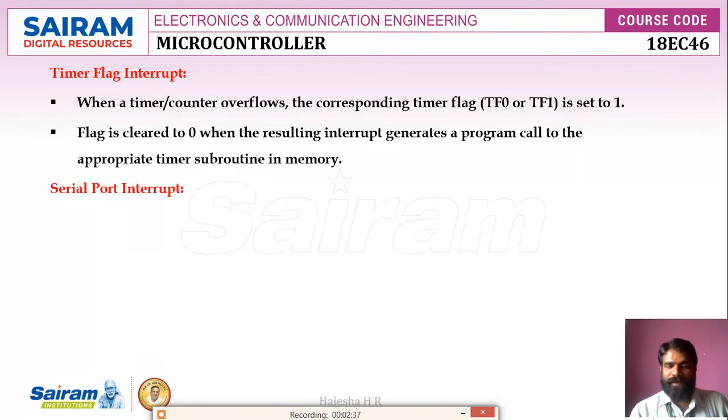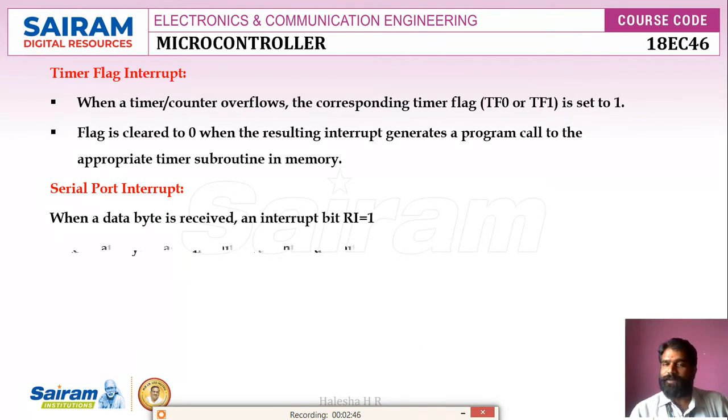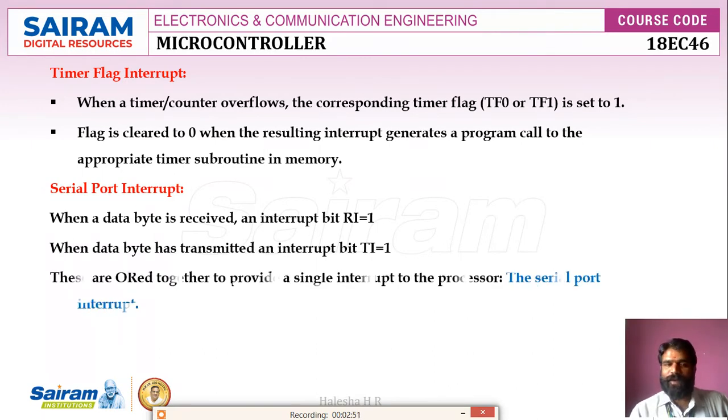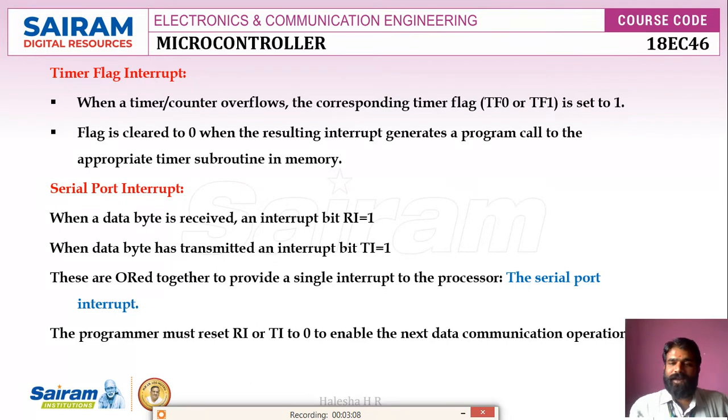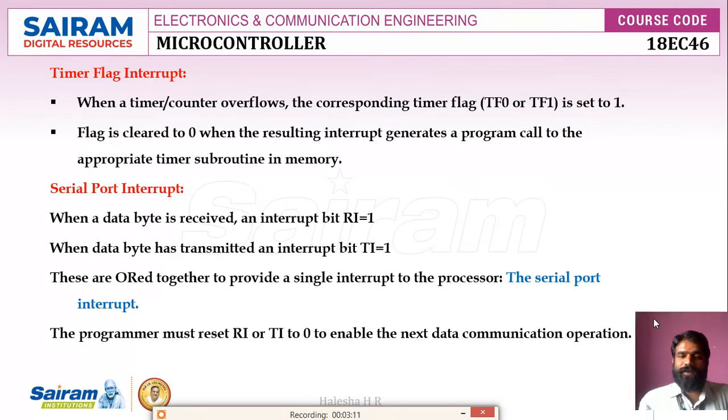And the serial port interrupt. When a data byte is received, the interrupt bit RI becomes 1, the receive interrupt. When a data byte is transmitted, the interrupt bit TI becomes 1. These are together put through an OR operation to provide a single interrupt to the processor, called the serial port interrupt. That means if either RI is equal to 1 or TI is equal to 1, a serial interrupt will occur. So the programmer must clear TI or RI in the service routine to enable the next data communication operation.